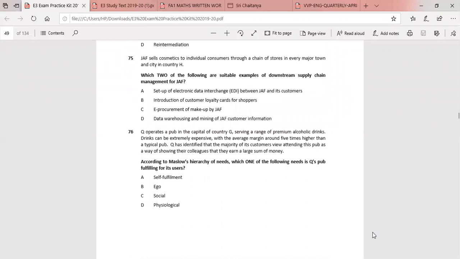Then we have the 75th question. JF sells cosmetics to individual consumers through a chain of stores in every major town and city in country H. Which two of the following are suitable examples of downstream supply chain management for JF? Select two options.